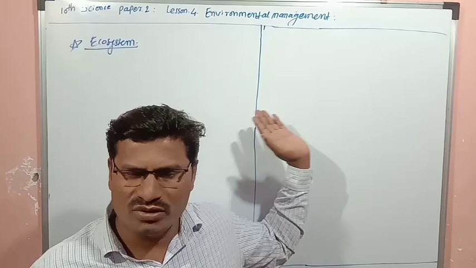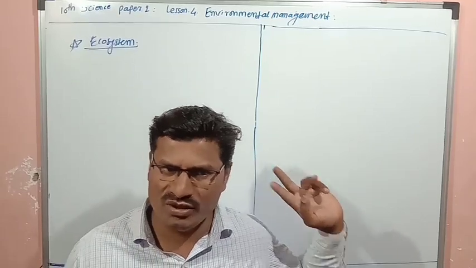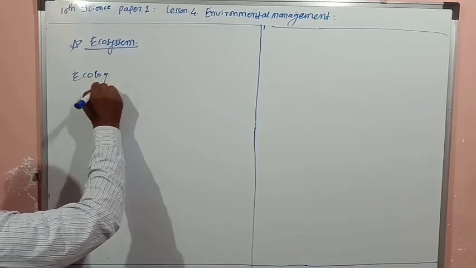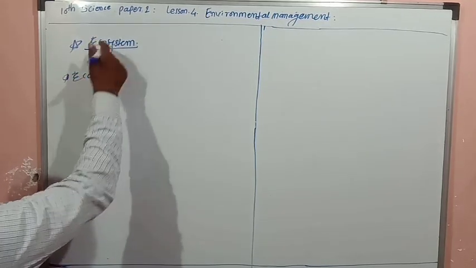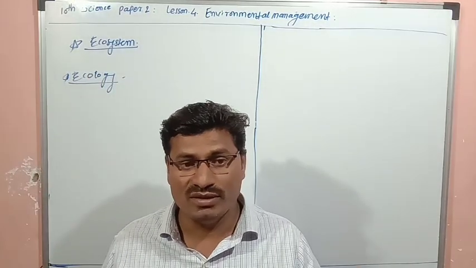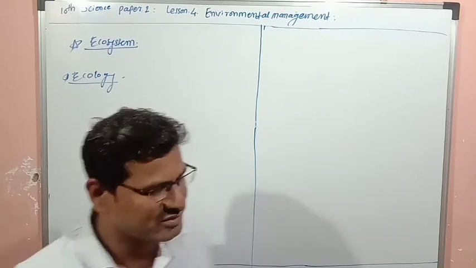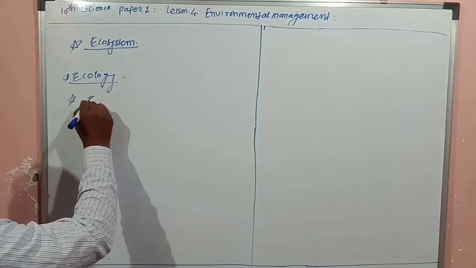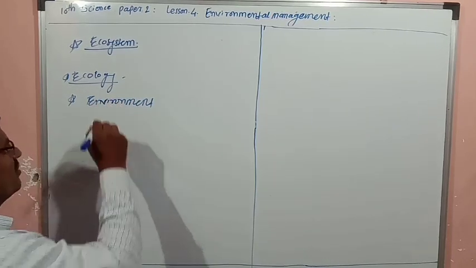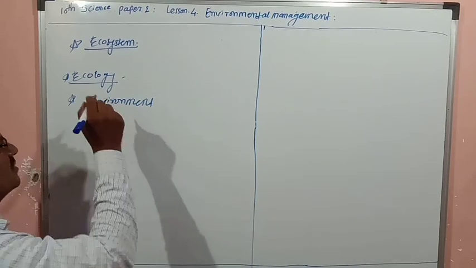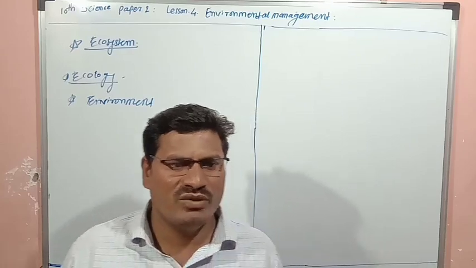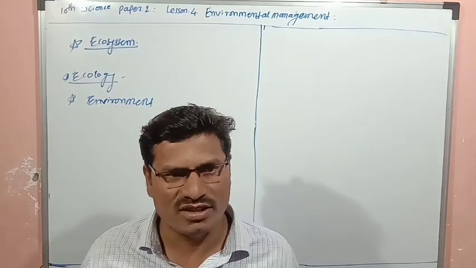First, the ecosystem we have seen. After that, ecology we have also seen. But the next concept is the environment, which you have studied before this also. So which things are present in the environment? What do you mean by environment?